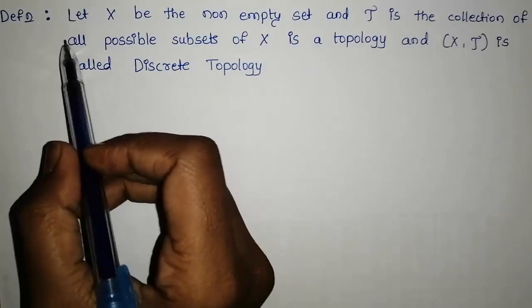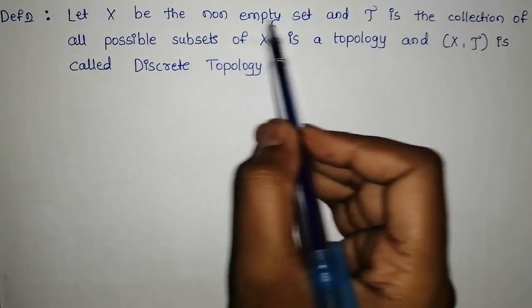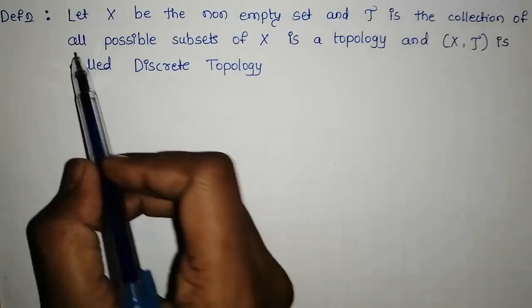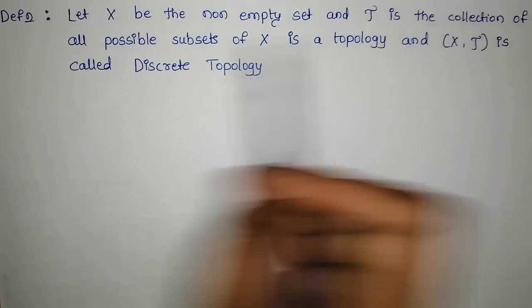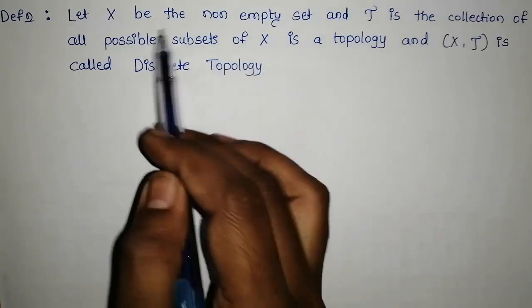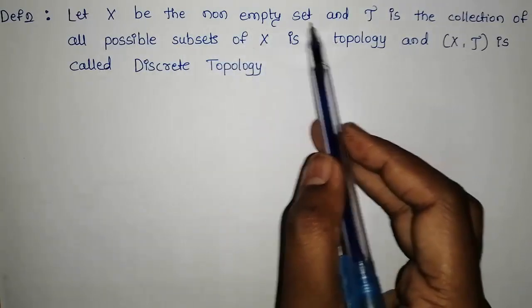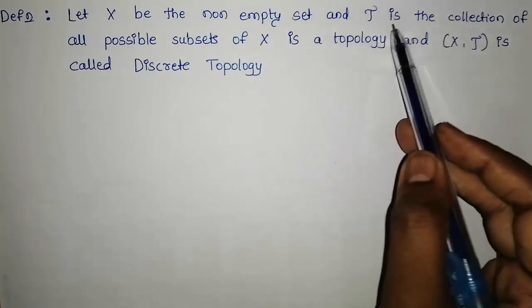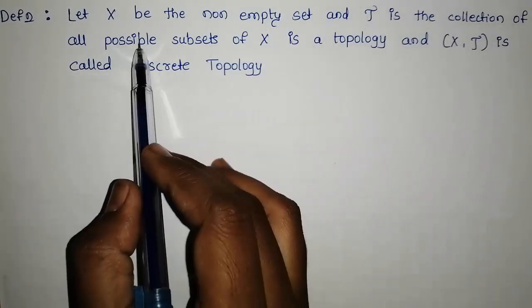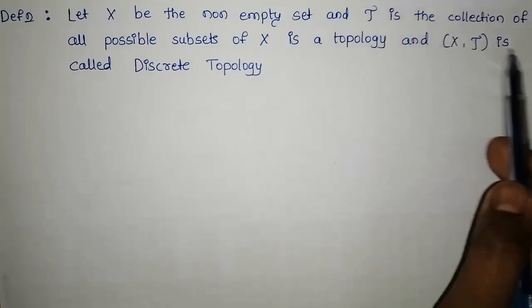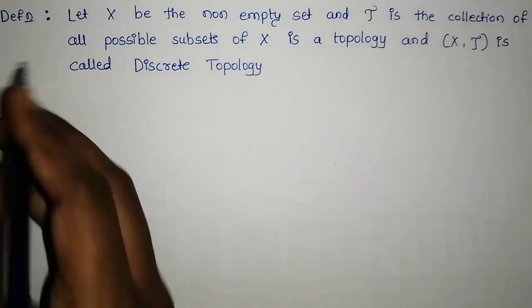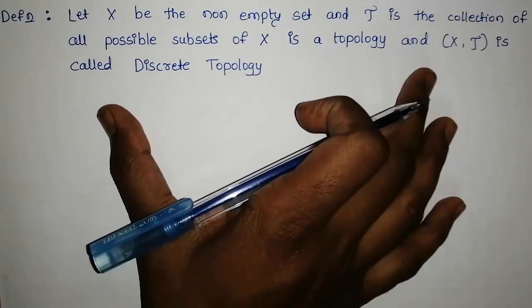So see the definition. Let X be a non-empty set and tau be the collection of all possible subsets of X. This is a topology, and (X, tau) is called a discrete topology. Got it? So this is our definition.